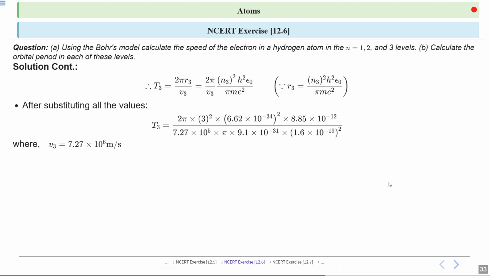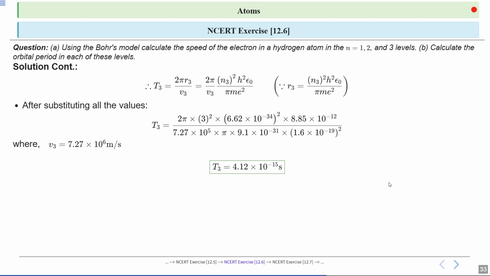Okay, so at this point it's important to clarify that V3, the speed of the electron in the third orbit, is 7.27 times 10 to the power 5 meter per second. This value comes from an earlier calculation using the Bohr model formula for electron speed.